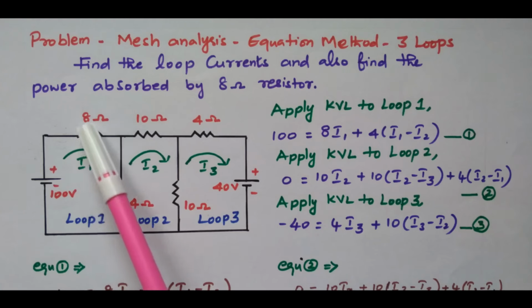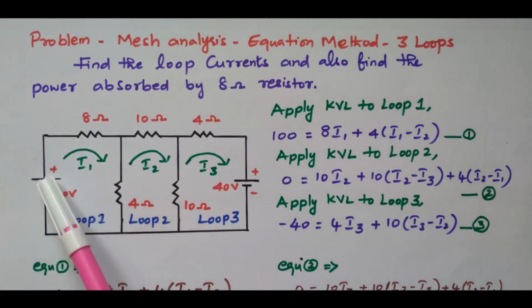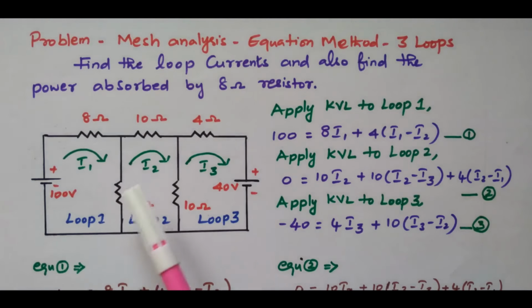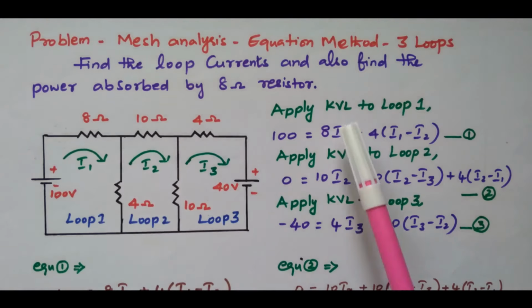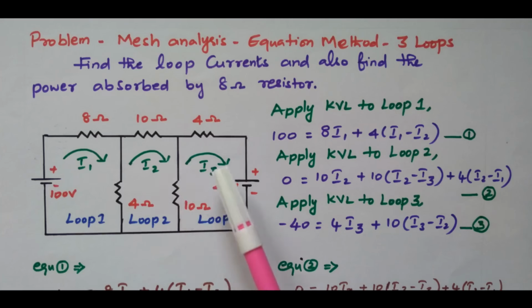And one more question: what is the power absorbed by this resistor? P equals V into I, where V is the voltage across this resistor and I is nothing but I1. So V into I1 gives the power absorbed by the 8 ohm resistor. By using the equation method, we need to frame 3 different equations using Kirchhoff's voltage law for loop 1, loop 2, loop 3. By solving these 3 equations, we can find these 3 currents I1, I2, I3.